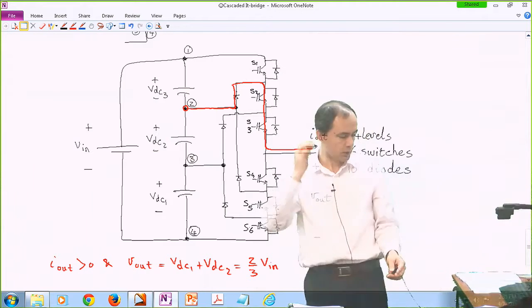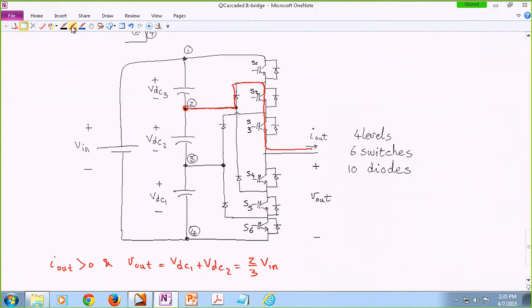Okay, so in order to achieve this goal, all I got to do is turn S2 and S3 on. All right, so it works. Now let's consider another one with blue this time.